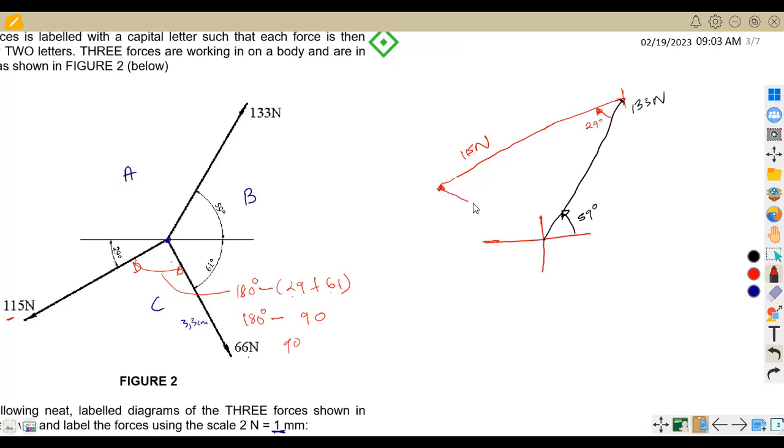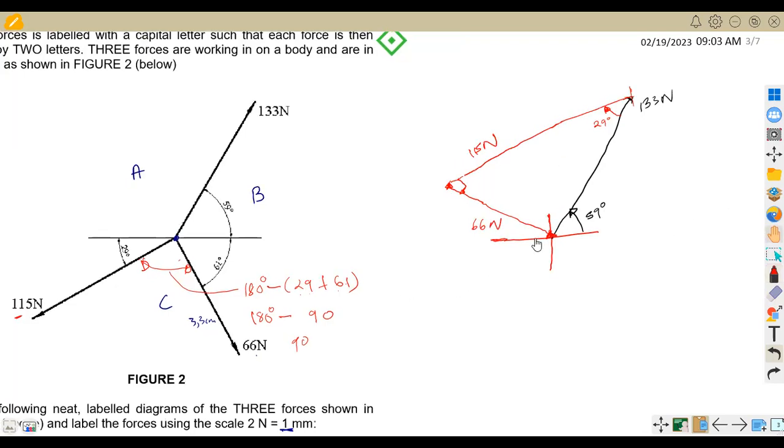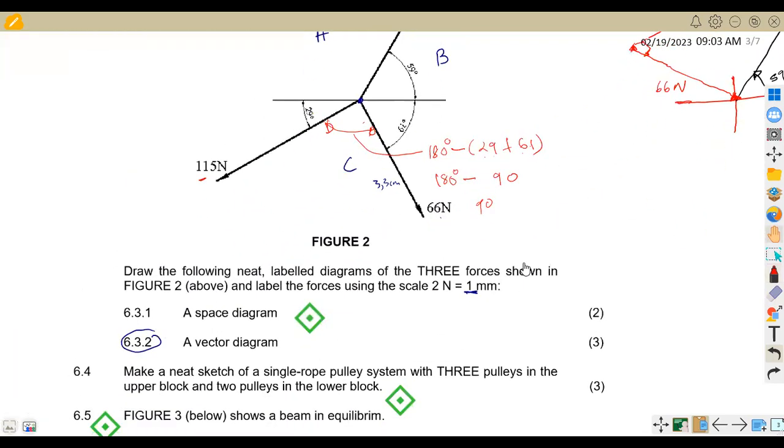When you measure 90 degrees, it is going to directly meet at this point. If these two forces do not meet, then it means your diagram is wrong. So this is going to be back at 90 degrees, okay? So this is your 66 Newton in this case. Okay, so that is going to be your vector diagram in this case. That's 3 marks for that.